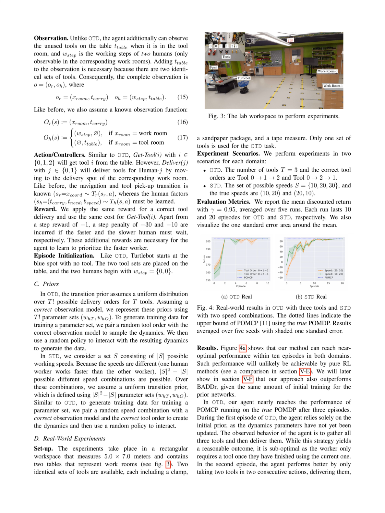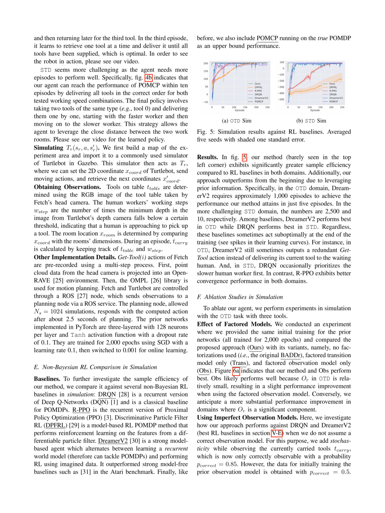We also visualize the one standard error area around the mean, and then returning later for the third tool. In the third episode, it learns to retrieve one tool at a time and deliver it until all tools have been supplied, which is optimal. In order to see the robot in action, please see our video.